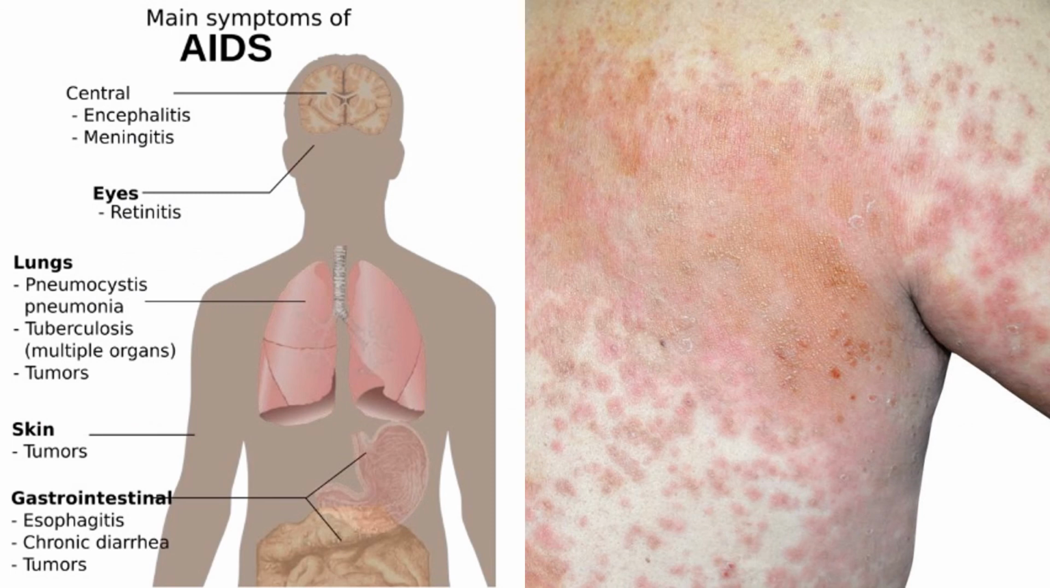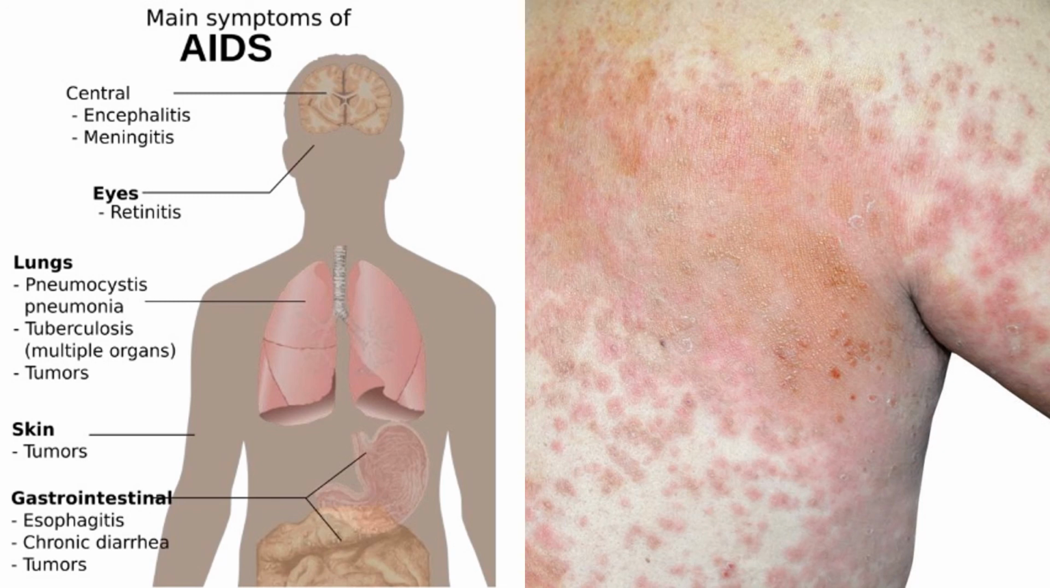So, these are the main symptoms of AIDS. So, first, you can develop encephalitis or meningitis or pamamaga ng inyong brain. And then, of course, retinitis. So, anything that has itis on the end of name, usually swollen or pamamaga.